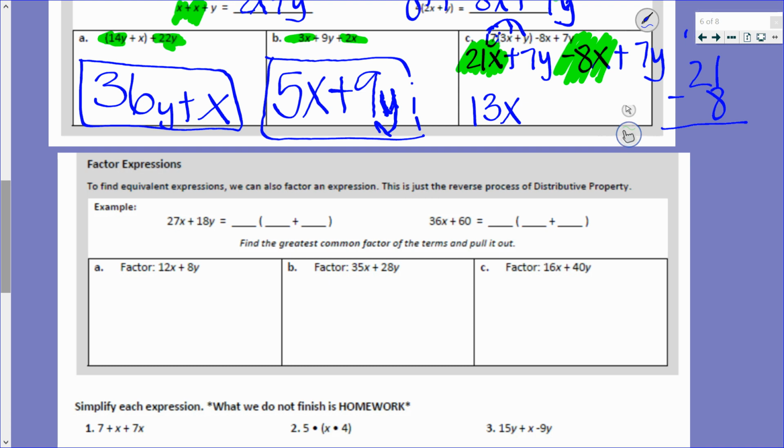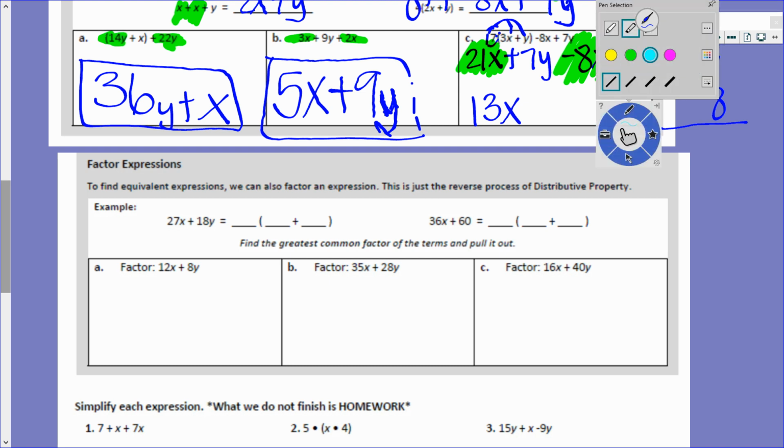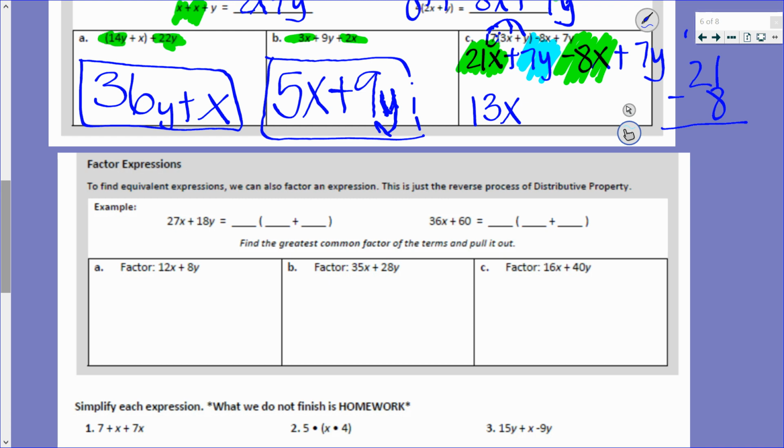Okay? Am I done or do I have another variable? I have another variable. So now I have 7y plus 7y, which together gives me 14y. So plus 14y. Are there any questions so far? No? Okay, so turn the page.